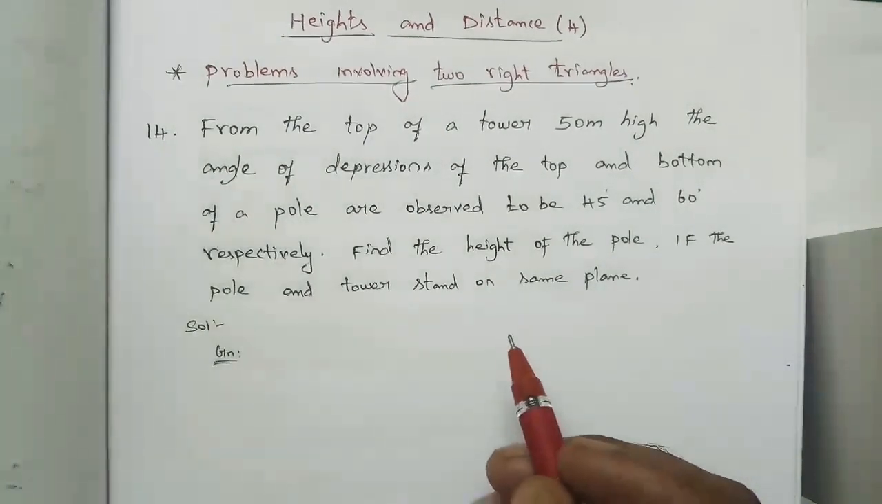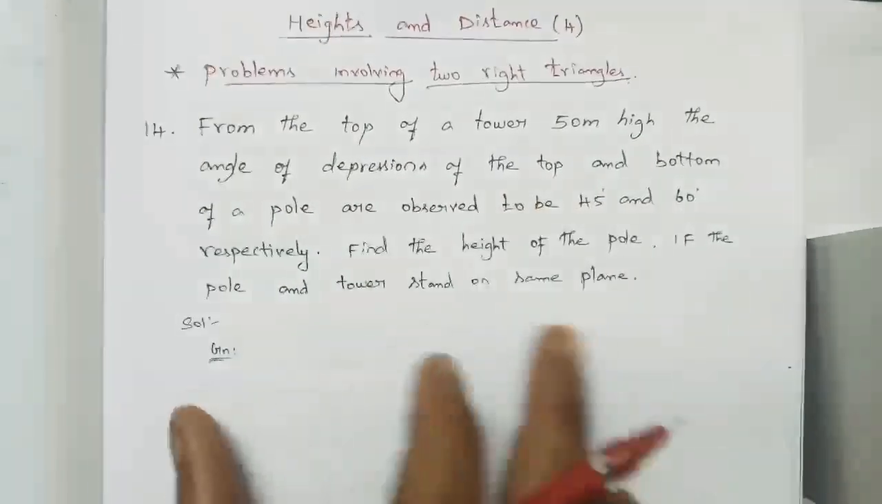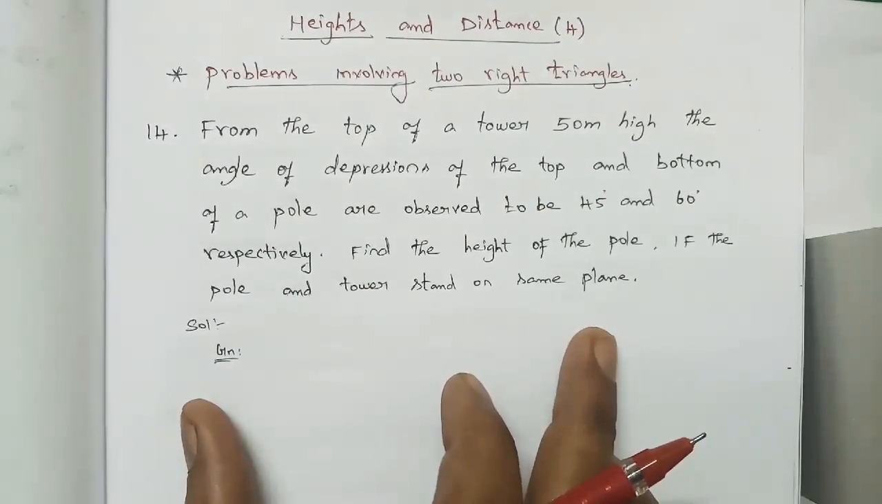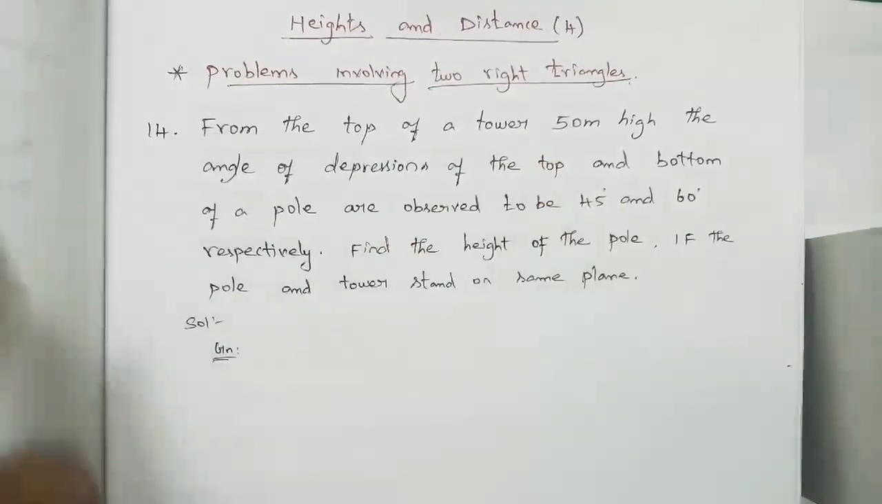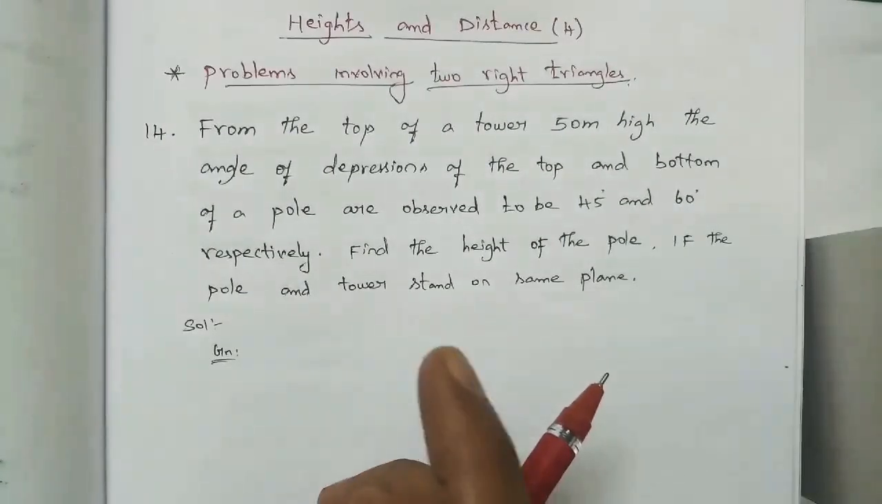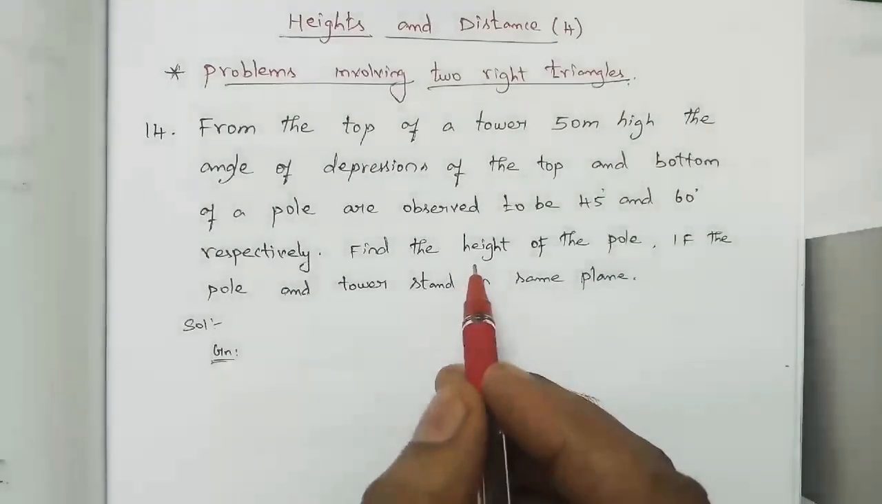So this is very important. By reading the question, this is a very important model. We can expect a 3 mark or 4 mark sum from these problems involving two right triangles. A single right angle triangle, they will ask you in 1 mark or 2 mark, but in 3 mark, 4 mark we can expect.